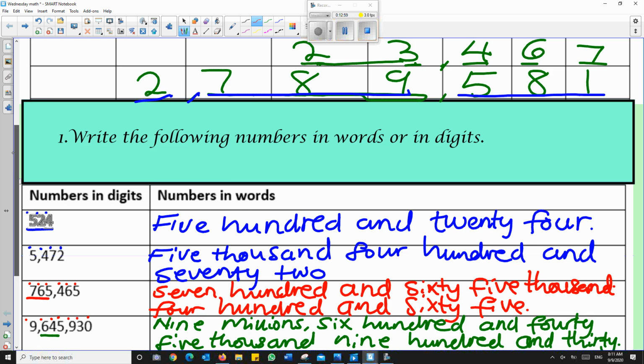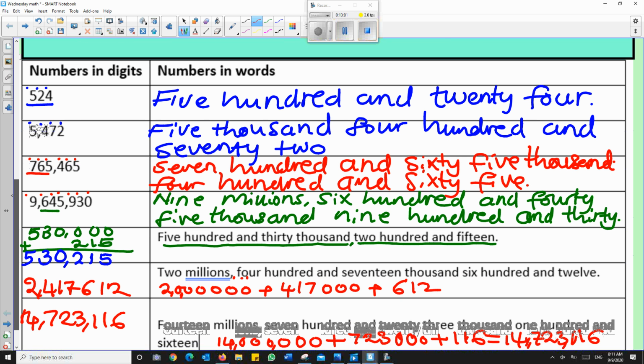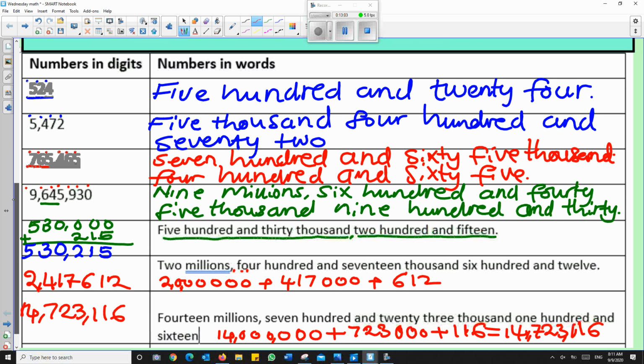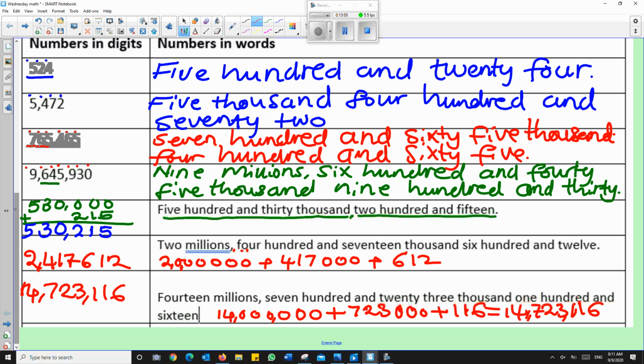So we were going to write numbers in words and in digits. Thank you so much. I hope you enjoyed this lesson.